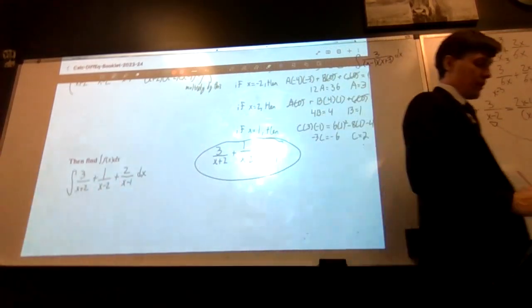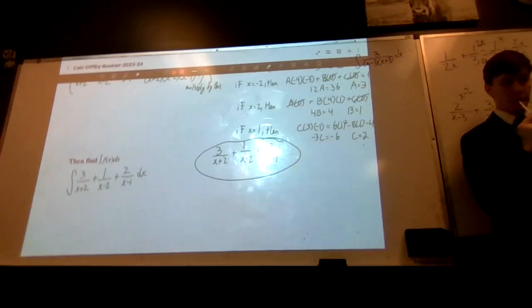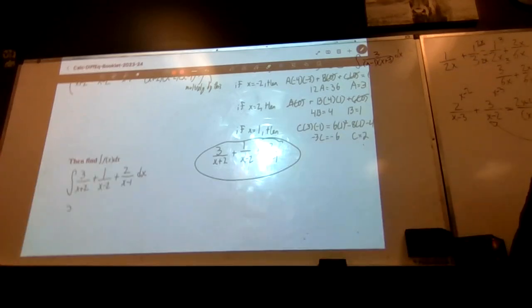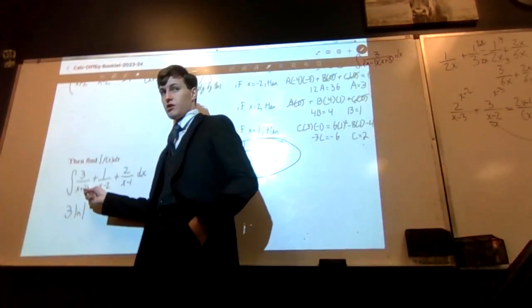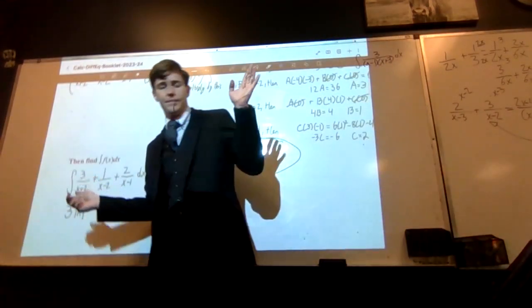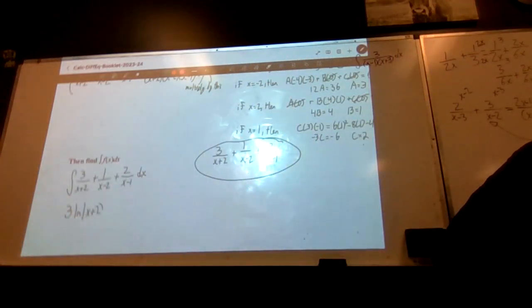So what is the integral of 3 over x plus 2? What's the antiderivative? It's going to be 3 ln of, and then is there anything you have to worry about? What's the derivative of x plus 2? Just 1. So therefore, do you need to worry about anything? No. So therefore, 3 natural log of x plus 2. Sorry, make sure you put the absolute values around it. Plus natural log of x minus 2, plus 2 natural log of x minus 1, all plus c.